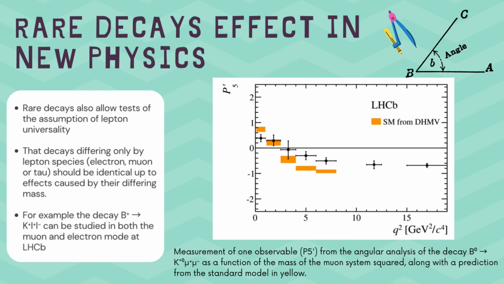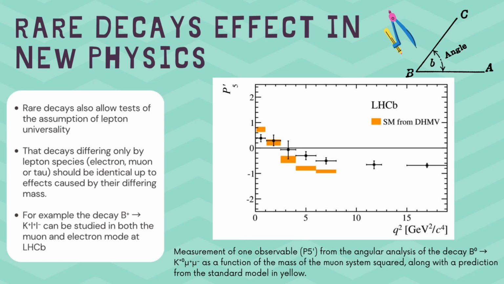This can be seen in this figure, where the black points are the measured values and the yellow boxes are a Standard Model prediction. This diagram shows the measurement of one observable, P5, from the angular analysis of the decay as a function of the mass of the muon system squared, along with a prediction from the Standard Model in yellow.